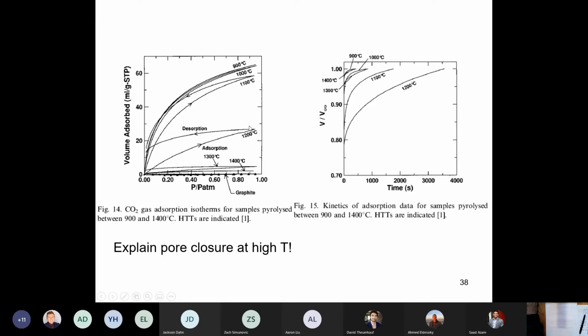And when you heat to 1200, it gets even worse. You can absorb less, and coming out through those very small pore openings is incredibly difficult. And by 1300 and 1400, there's very little absorption of CO2 going on. What's happened is the openings to the pores have closed. The pores are still there. You see them in small angle X-ray scattering, but the openings are becoming closed. Okay.